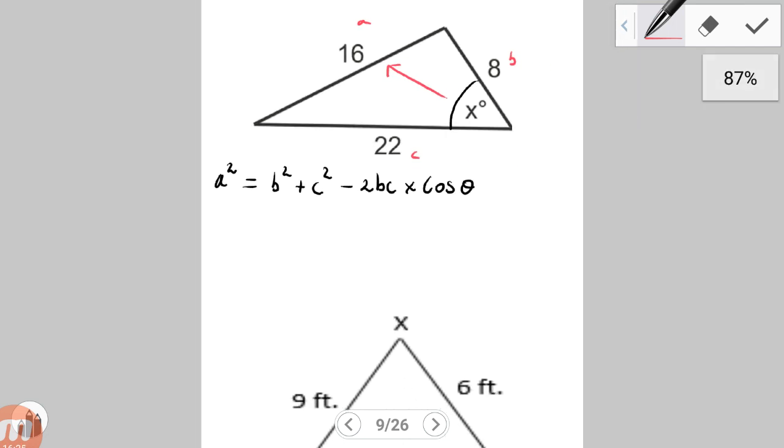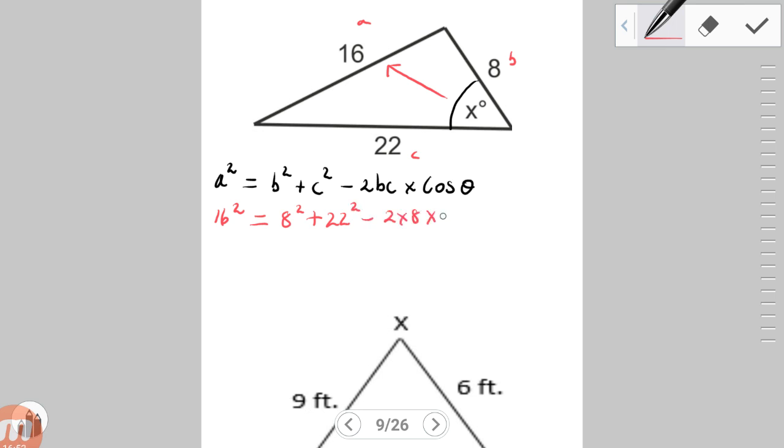So if we go right ahead and say 16 squared is going to be equal to 8 squared plus 22 squared minus 2 times 8 times 22 multiplied by the cosine of theta. Cosine theta is going to be cosine X, because X degrees is what we're looking for. So 16 squared is 256.